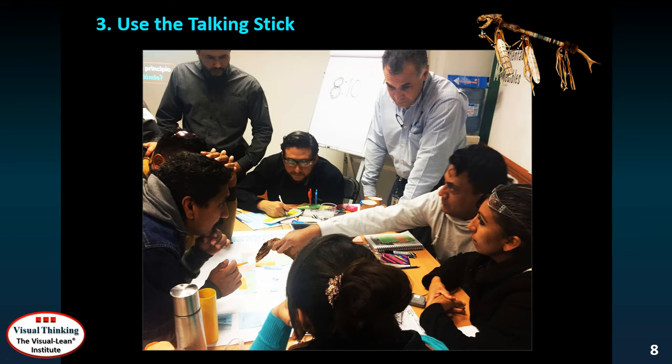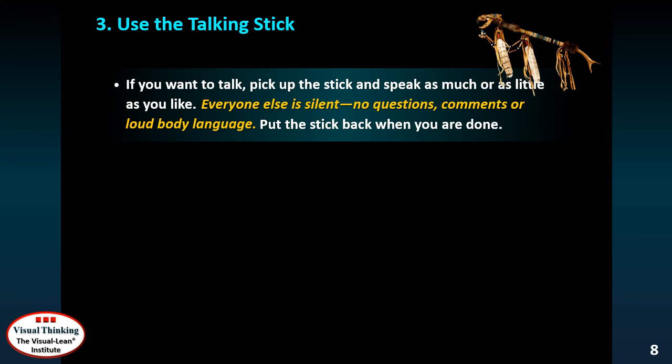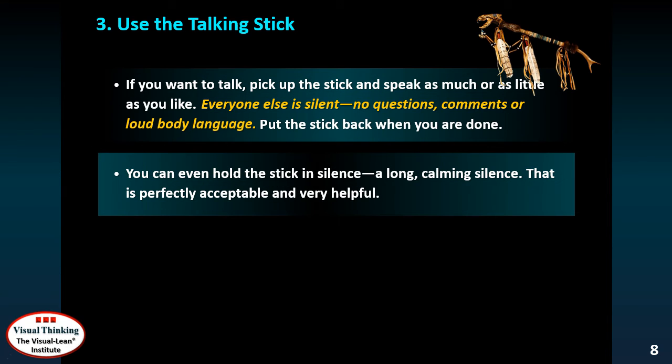Here's how it works. You sit down with everyone in the discussion, and you place a wooden stick in the middle of the table, or if you're sitting on the floor, on the rug in the center. If you want to talk, you pick up the stick and speak, as much or as little as you wish. And then you put the stick back when you're done. But here's the thing. Everyone else is silent. Everyone else sits and listens. No questions, no comments, no moans, no groans, no screaming body language. Just sit.